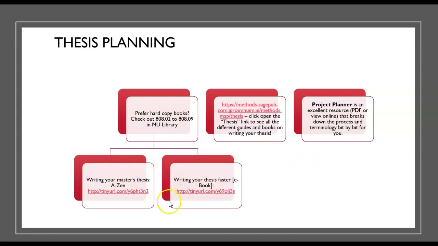The two at the bottom here are writing your master's thesis A to Z, and if you click on this link here, it'll give you access to a physical book that you'll have to get in the library. And the second one, writing your thesis faster, is an electronic book which you can access both on and off the campus.